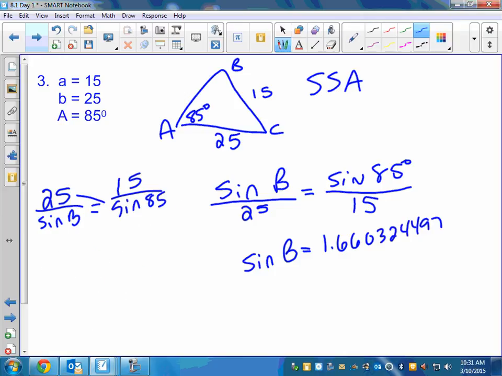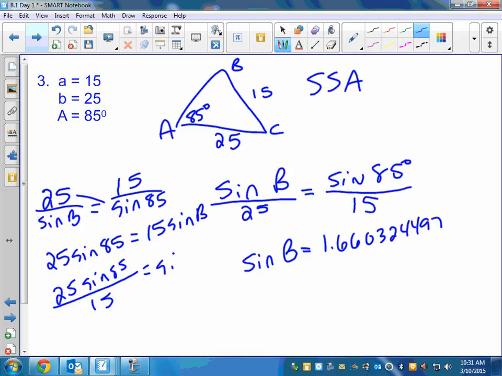Which means you would get 25 times sine of 85 equals 15 times sine of b. So you would get 25 times sine of 85 over 15. Right? So if it's on the bottom, you have to cross multiply to do the algebra. That's why whatever I'm solving for, I always put on the top so that I don't have to do all that work. You get the same answer, it's just more work to do.